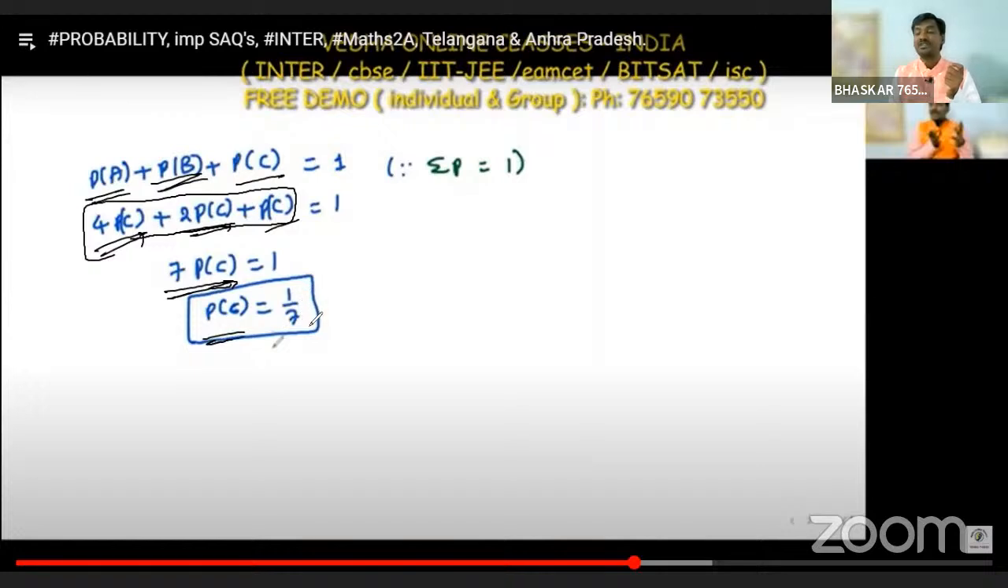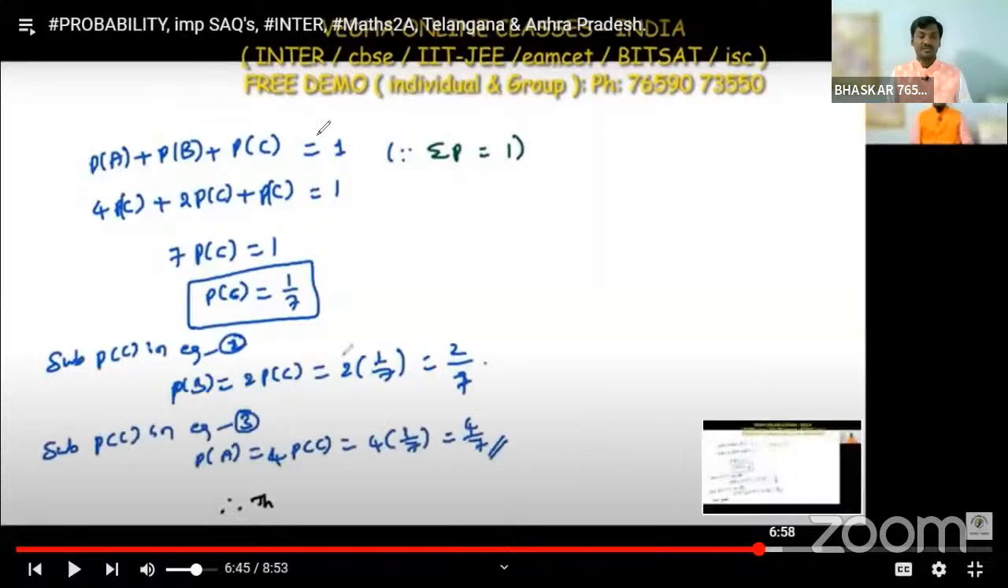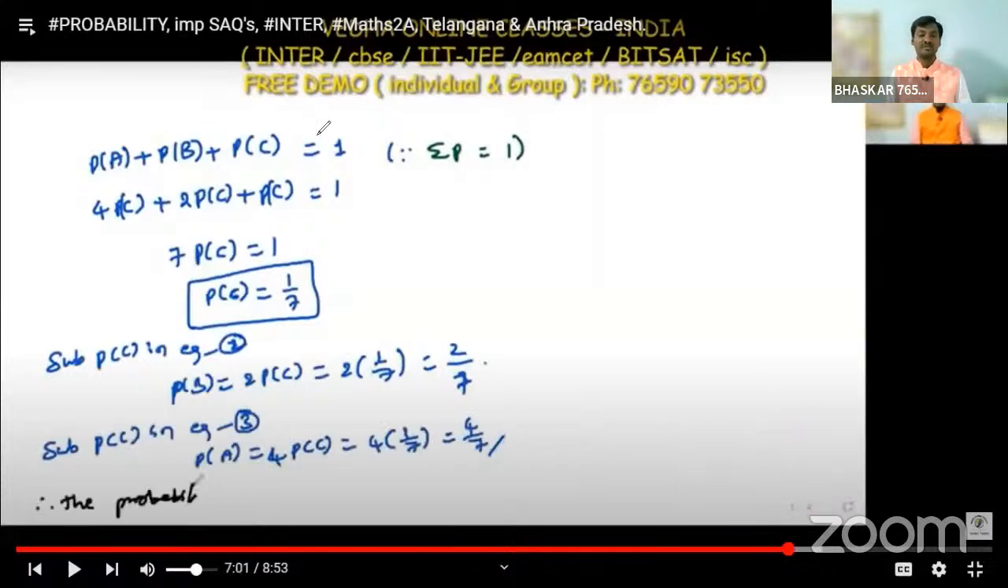So probability of C is equal to 1 by 7, meaning C's winning possibility is 1 time out of 7. The horse C will win the race 1 time out of 7. Now substitute this probability of C value in the equation: probability of B is equal to 2 into probability of C, that is 2 into 1 by 7, which is 2 by 7. And probability of A is equal to 4 into probability of C, that is 4 into 1 by 7, which is 4 by 7.